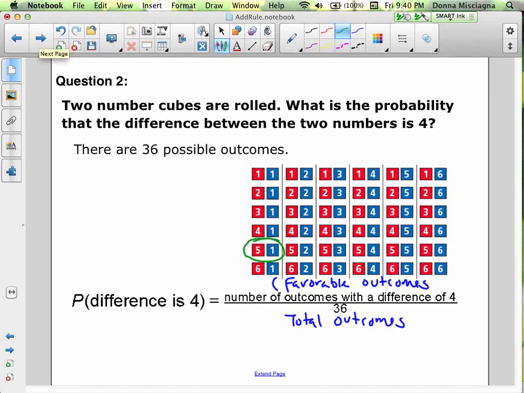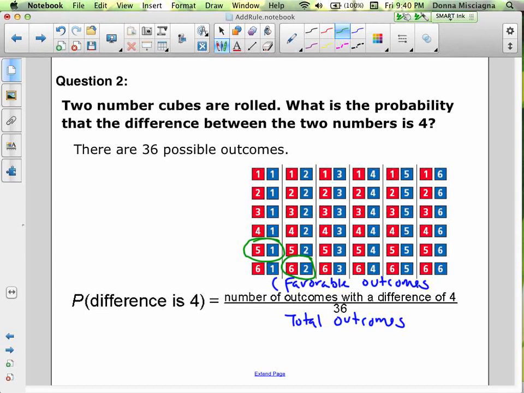So these 2 dice have a difference of 4, right? 5 minus 1 is 4. They're 4 apart. Let's see if there's any others. Well, 6 and 2, those are 4 apart. All the others in these 2 rows aren't going to be 4 apart. The numbers are too close. And there's no number that's 4 apart from 3 on a 6-sided dice. And there's no number that's 4 apart from 4 on a 6-sided dice because there's no 0 and there's no 8.